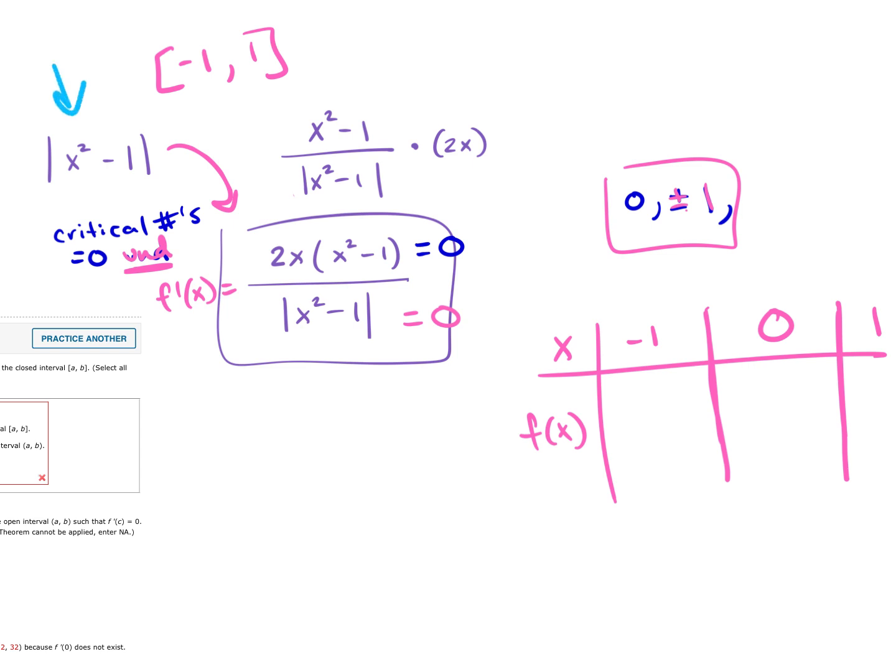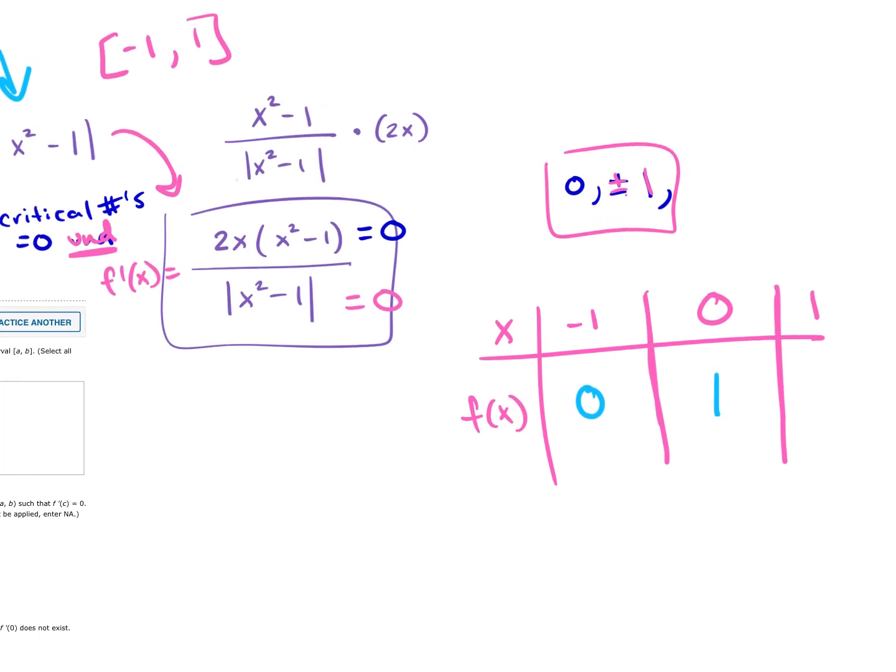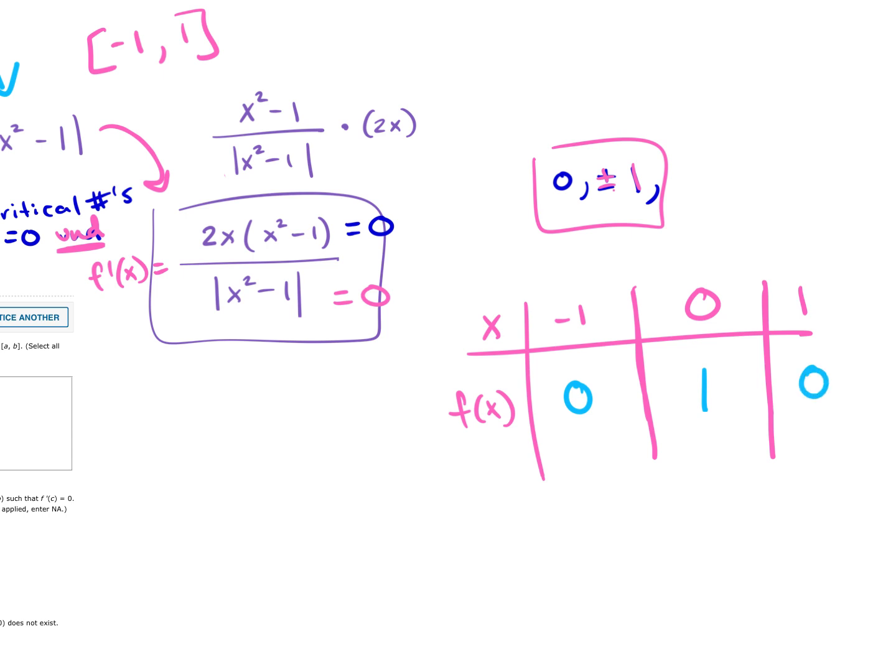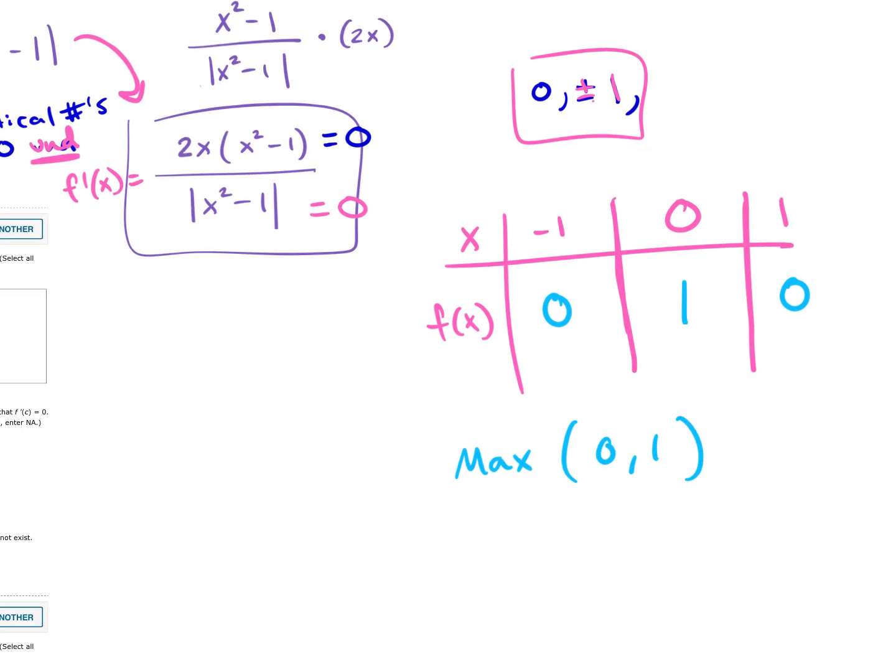So when we plug in -1, we get 0. When I plug in 0, what do we get? 1. And when I plug in 1, I get 0. So what would be our maximum? 0, 1. And what would be our minimums? -1, 0, and 1, 0.